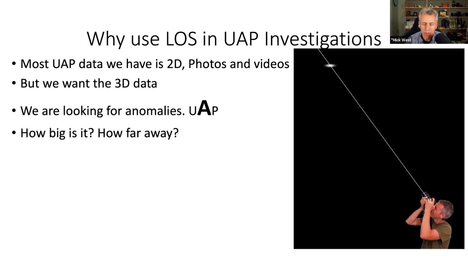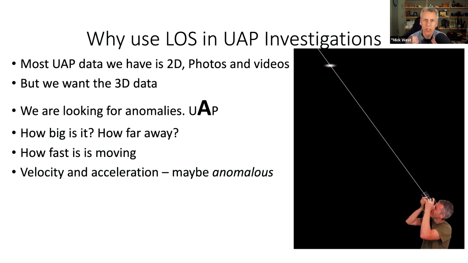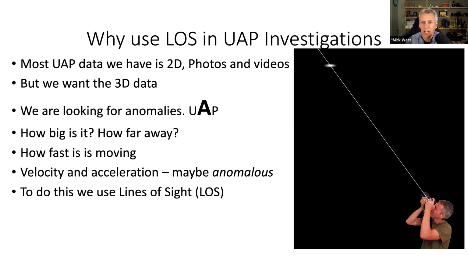And to do that, we need to figure out things in 3 dimensions. We need to figure out how big the UAP is and how far away it is. And that gives us how fast it's moving. And the velocity and the acceleration are the things that will actually show whether something is anomalous. Like you've just heard about the JAL case, where things appear to be moving in 3 dimensions very, very rapidly in a way that, if it was accurate, would actually be anomalous. So that's what we're looking for in a UAP investigation, anomalous behavior. And to do that, we use line of sight.